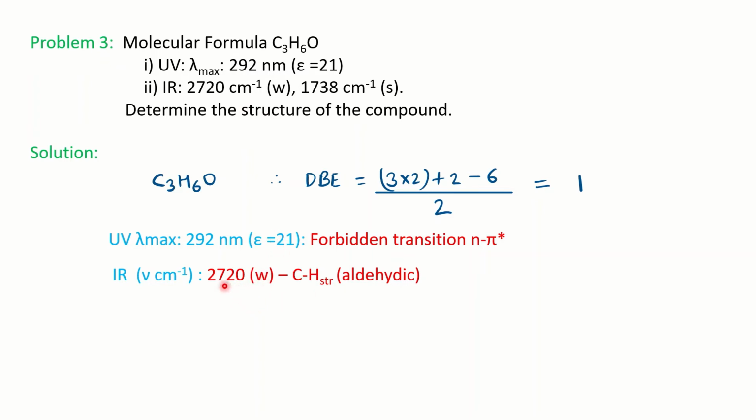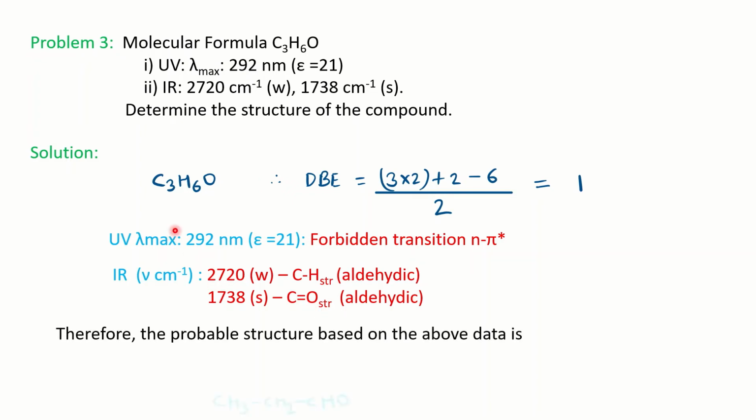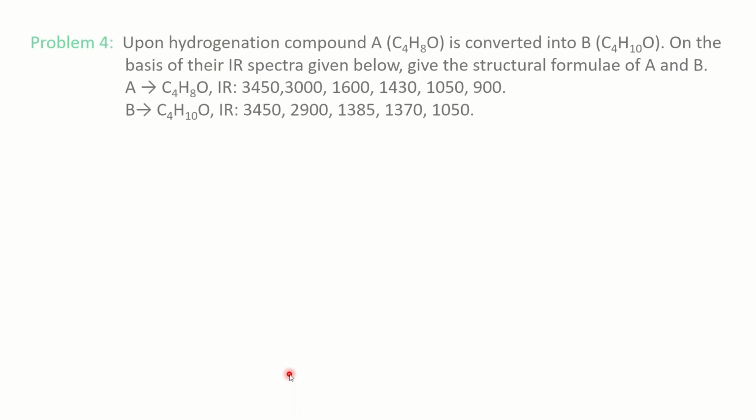2720, a weak peak, is the peak for CH stretching of the aldehydic group. So if you have an aldehyde, definitely you will get a very weak peak in this range, and you have 1738, a strong peak for the aldehydic carbonyl. So IR also confirms the presence of an aldehyde for the given molecule, and we can write down the probable structure as CH3CH2CHO. An aldehyde can come only at the end, so this is the only probable structure for the above problem.